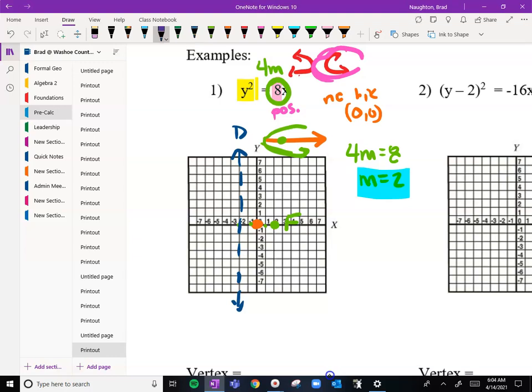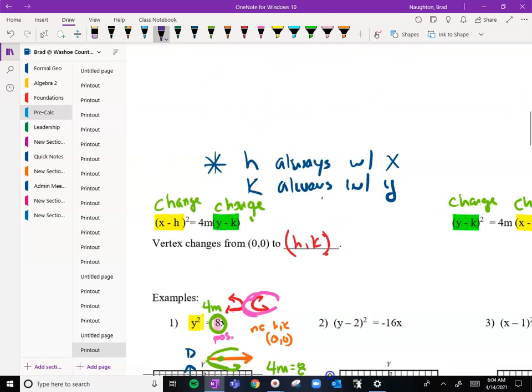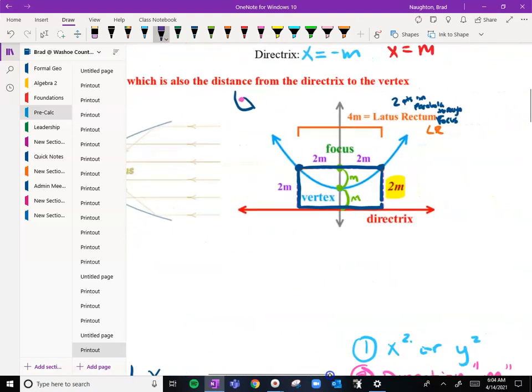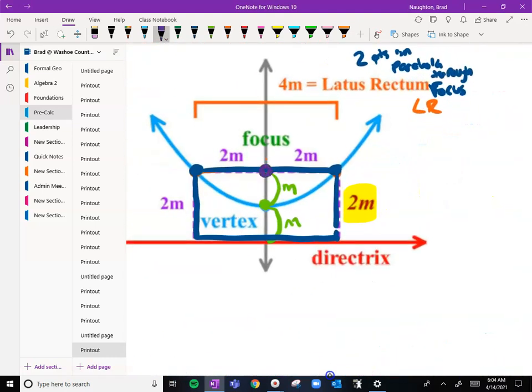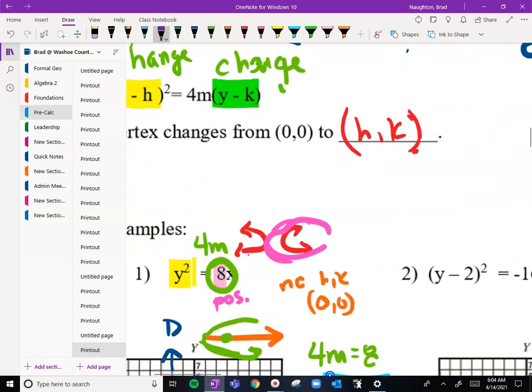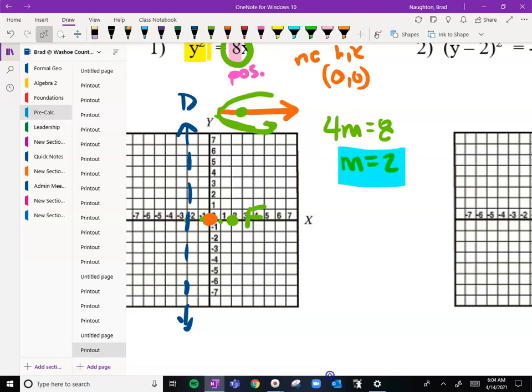And then my points on my parabola. So those points, if we go back to this diagram here, notice that from your focus to your point, that was 2m. So in this case, 2m is 4. So I'm going to go up 1, 2, 3, 4, down 1, 2, 3, 4. And that's going to give us our parabola. Nice and easy peasy lemon squeezy right there.